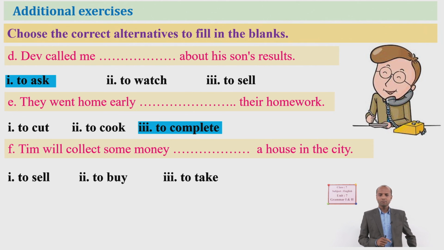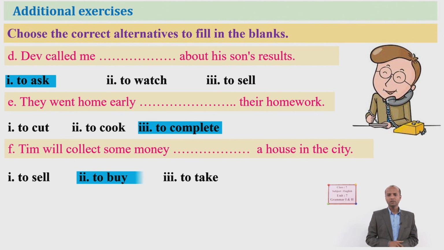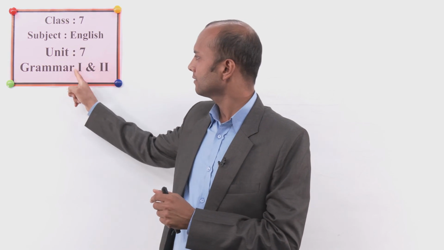Team will collect some money, a house in the city. And your options are to sell, to buy, to take. So, which answer, to plus verb construction, is correct there? Very good. To buy a house in the city. Dear students, thank you very much for your active participation up to now. So, with this discussion, we have completed the first activity, that is grammar 1. Now we'll move on to another activity, that is grammar 2.